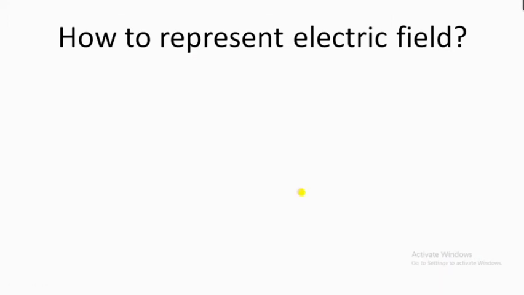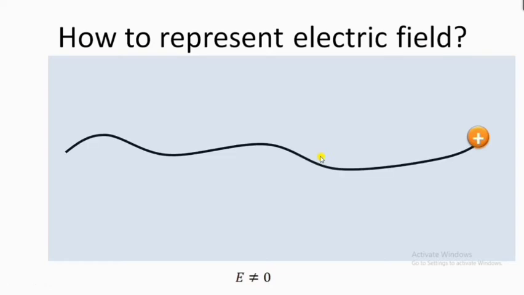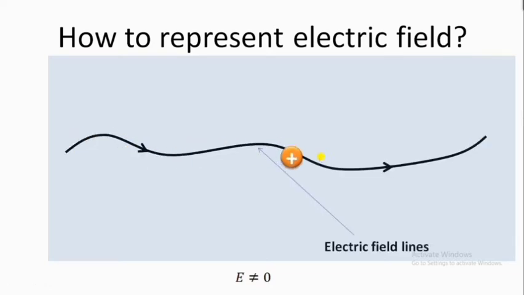Now let's understand what electric field lines are. Suppose I have a region where there is some electric field, and we already know if we keep a charge in an electric field it will experience a force. Suppose this charge moves in this fashion, and if we draw the path of this charge, then that line will be the electric field line of force.